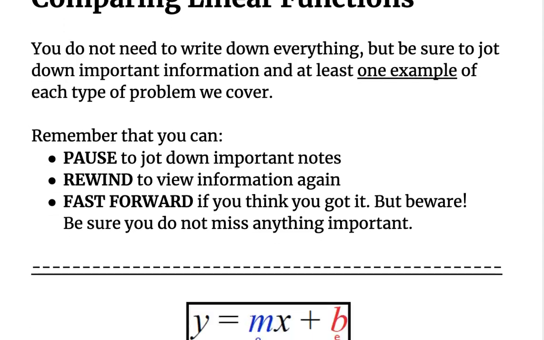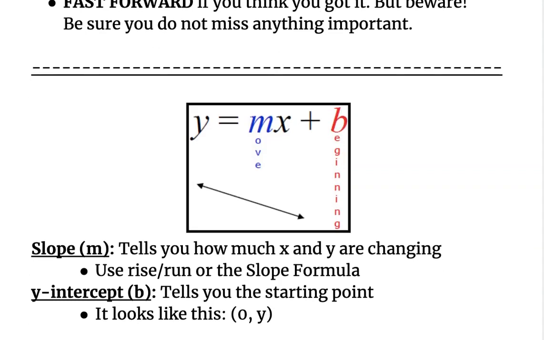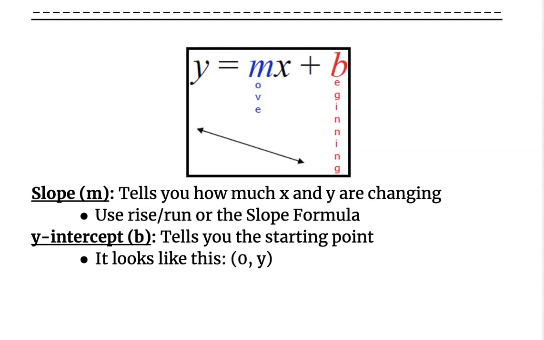Let's get started then. And since we're talking about linear functions, we're just going to review, because if you're comparing two linear functions, you need to know what they're made out of. All linear functions are made out of two very important components, which are slope and y-intercept. We have the linear equation in slope-intercept form.